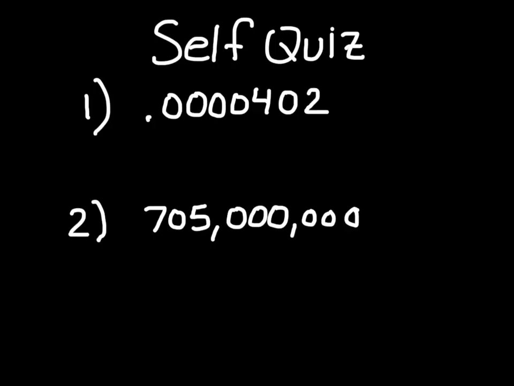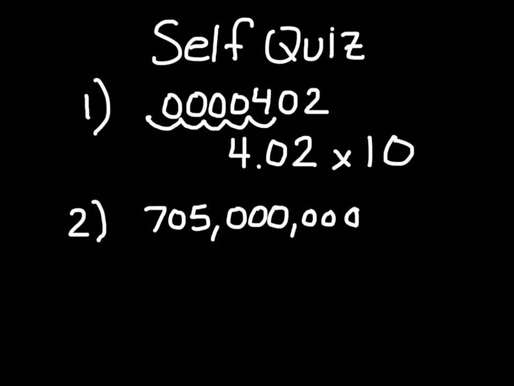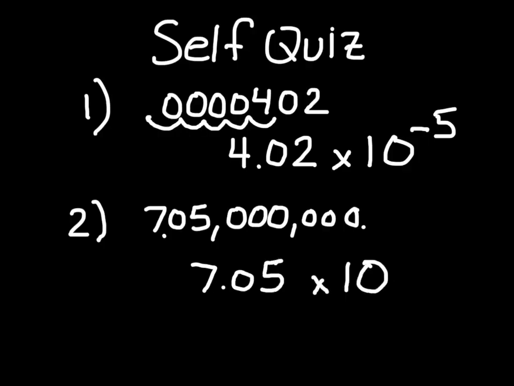Welcome back from pausing the video. The first decimal gets moved between the 4 and the 0, so 4.02 times 10. This is going to be a negative exponent, 1, 2, 3, 4, 5. This one, the decimal is moved between the 7 and the 0, so that's 7.05 times 10, and again this is 8.